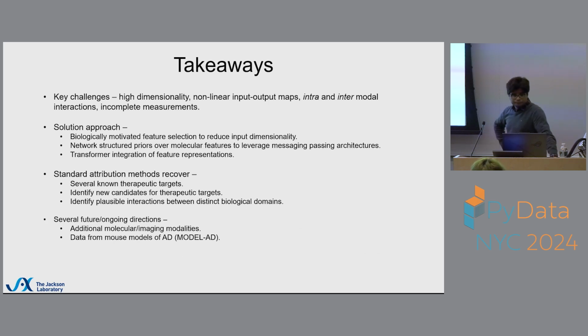Okay. So we're working on several extensions of this particular line of research.